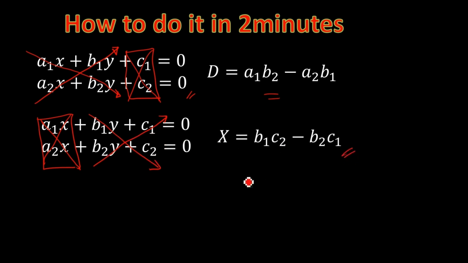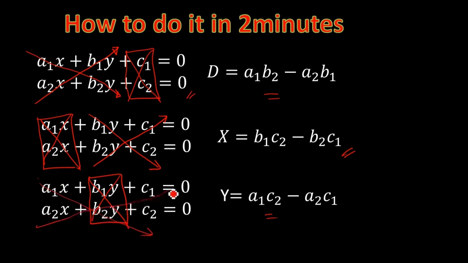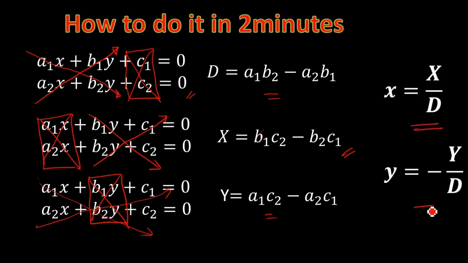Clear, right? If you are finding y, you hide the y term with your finger. Then we write the y term also in the same order, like a1 c2 minus a2 c1. Once we have written all the things, finally our solution is x is equal to x by d and y is equal to minus y by d. That's all. It's very simple to do.